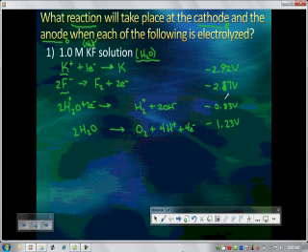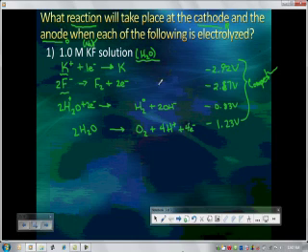Alright, so now that we've described all of the reactants that we have in the solution, we're going to have to decide which of these reactions is most likely. They're all possible reactions, and so we call these competing reactions. So we have to decide which is our best choice.